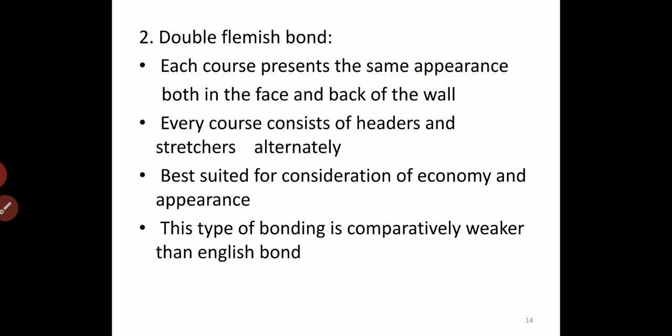Also in Flemish bond, what happened? The header and stretcher are laid in each course alternately. And double Flemish bond shows a better appearance than English bond. But this type of bonding is comparatively weaker than English bond.